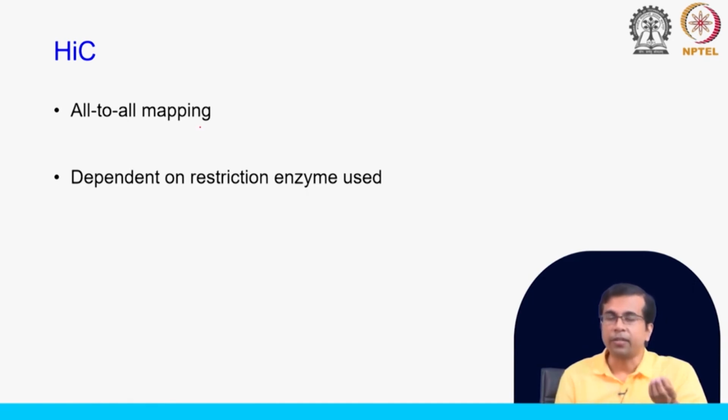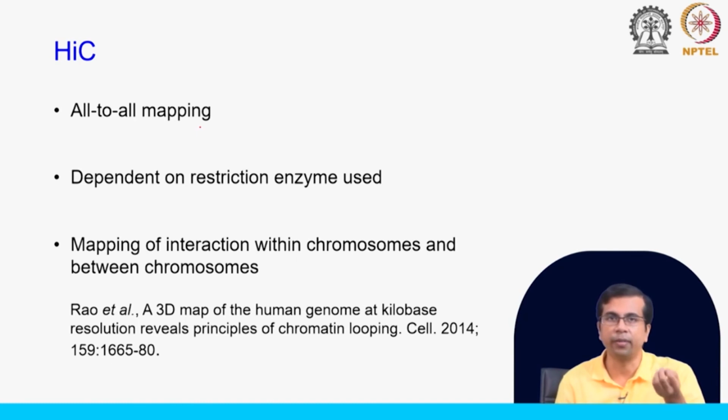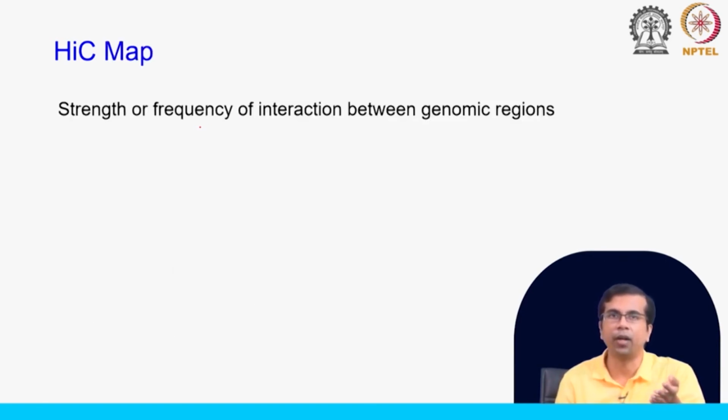But it is dependent on the restriction enzyme that is used. This is easy to overcome, because you can do the experiments with different restriction enzymes and compare the results to see if you get similar results. And this has been applied for mapping interactions within chromosomes and between chromosomes in the human genome, and here is the reference you can look up.